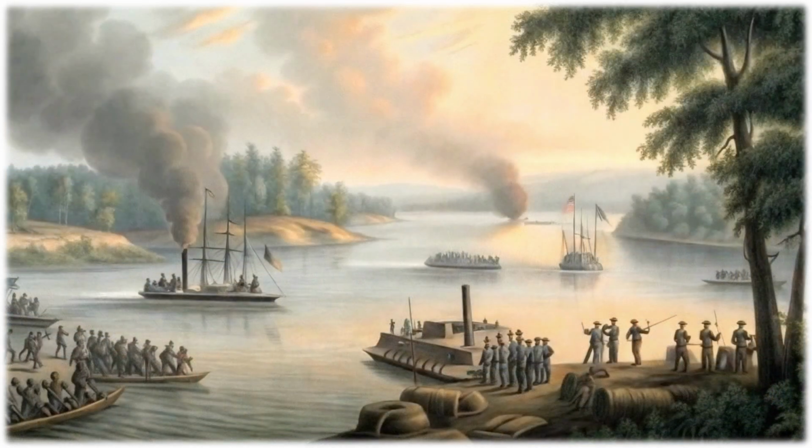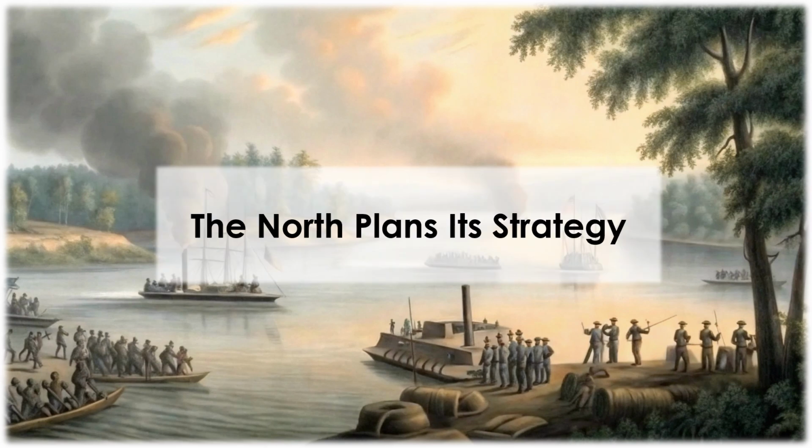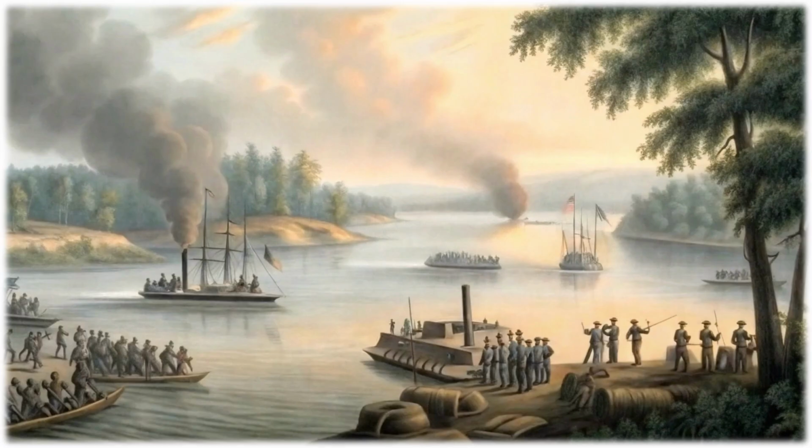The North, also called the Union, had a plan called the Anaconda Plan. They wanted to cut off the South with a blockade and control the Mississippi River. This was to stop the Confederates from getting supplies. It was a clever but slow tactic.